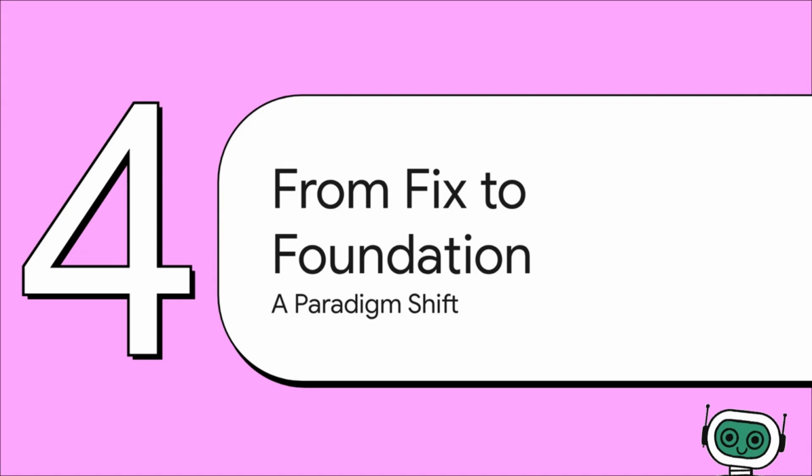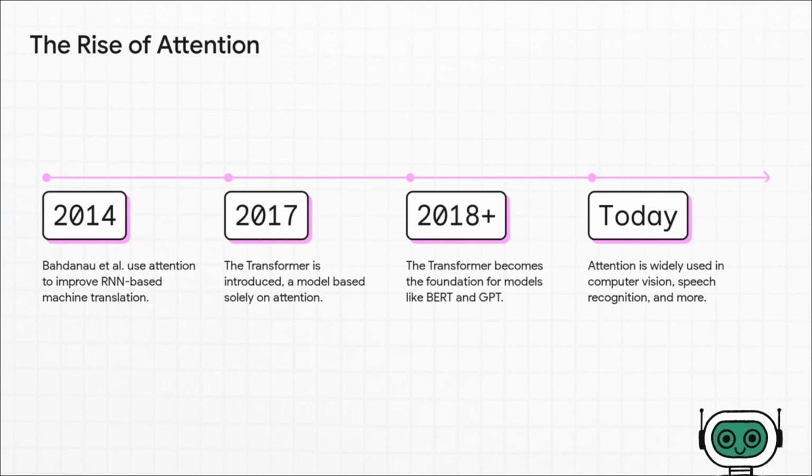So what began as a clever fix for that old memory bottleneck didn't just stay a fix. It very quickly became the foundation for an entirely new kind of AI. And the timeline shows just how fast it happened. In 2014, attention was just an add-on for older models. Then in 2017, the landmark paper Attention is All You Need was published. Their idea was radical. What if we get rid of the old models completely and build something using only attention? That gave us the transformer. And from there, the floodgates opened, with models like BERT and GPT. Today, attention is everywhere. Not just text, but computer vision and speech recognition too.